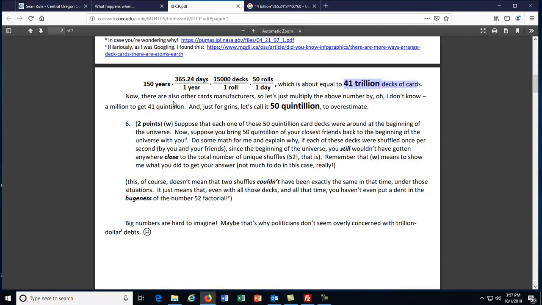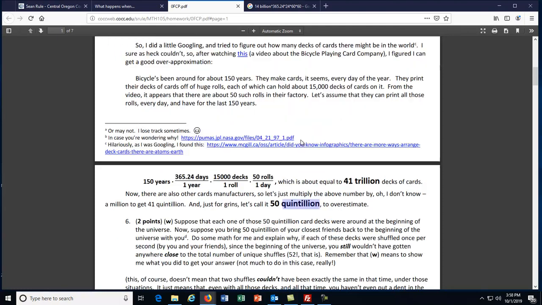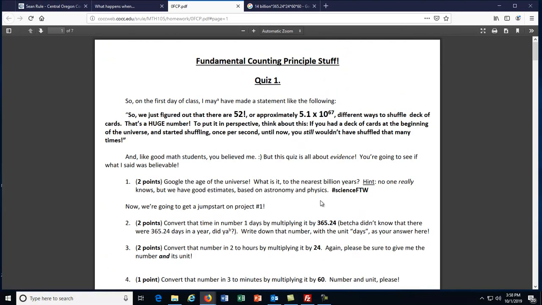And then I said, let's overestimate. And I said multiply it by 1 million. And then I just said, let's call it something even bigger than that, 50 quintillion. So let's remember what 50 quintillion looks like. A trillion is times 10 to the 12th. Quadrillion would be 10 to the 15th. A quintillion is the next one. It's going to be 10 to the 18th power. So this is 50 times 10 to the 18th power. That's a huge number. Again, not huge like this, but huge.